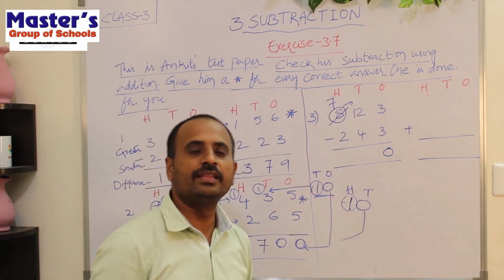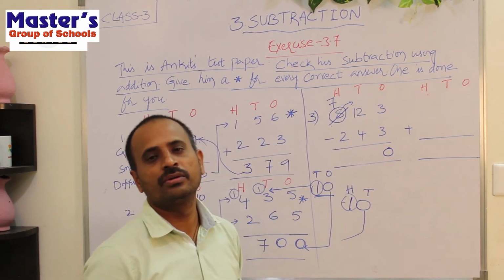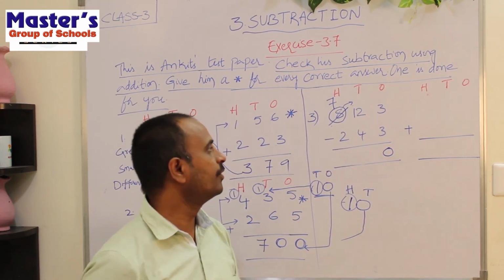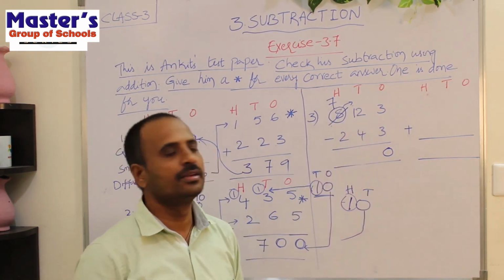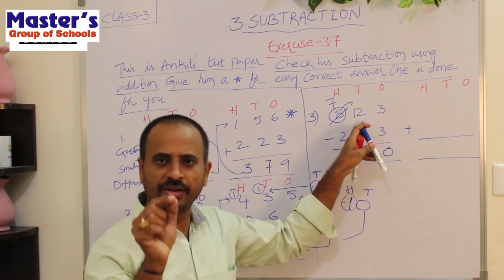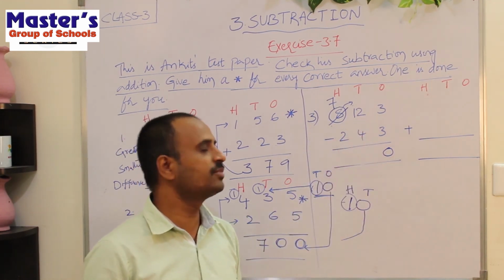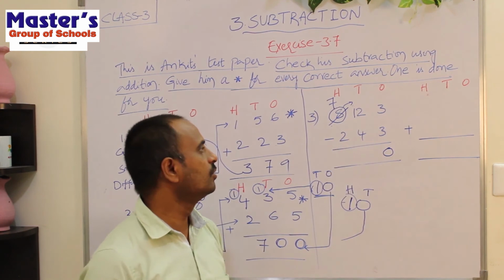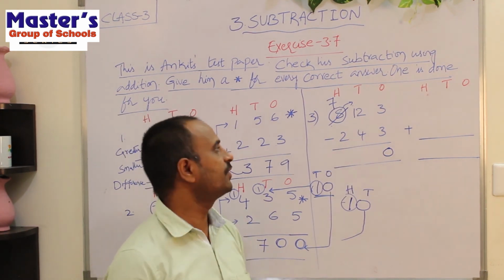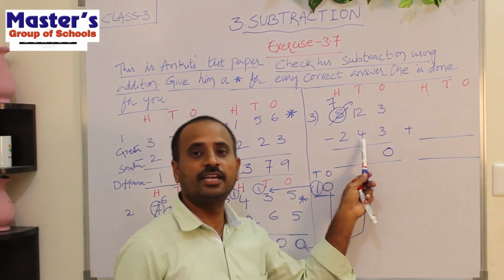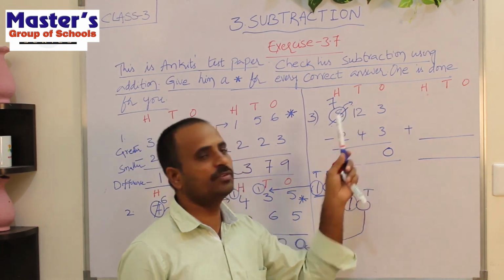If you get to borrow, simply write 1 before the digit already present there. There is already 2, so simply write 1 before it, then it becomes 12. So now do the subtraction. What is the first number here? 12. What is the second number? 4. Subtract 4 from 12.